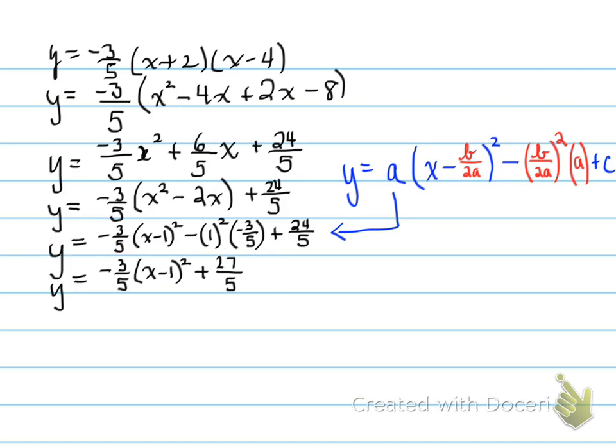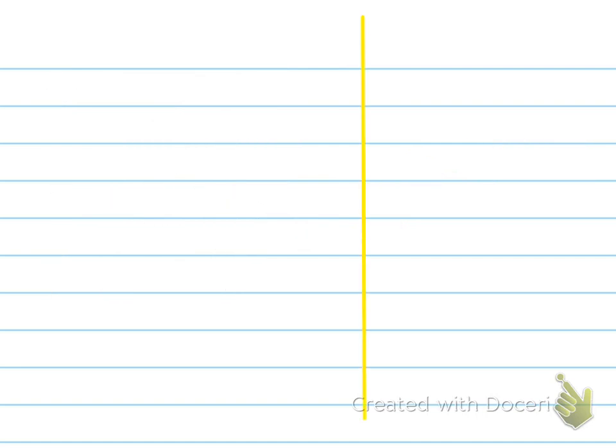Is there another way that we could do this? Yes, there is, folks. Let's look at another way that we could have gotten vertex form without having to expand and then complete the square. So let's go over and recap. We were given that r is equal to -2 and s is equal to 4.